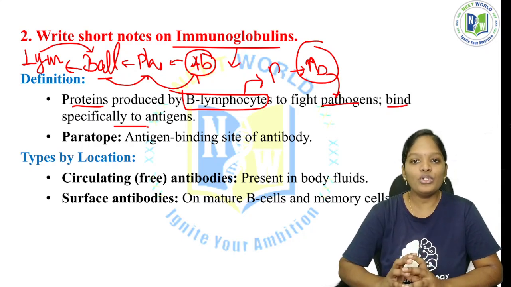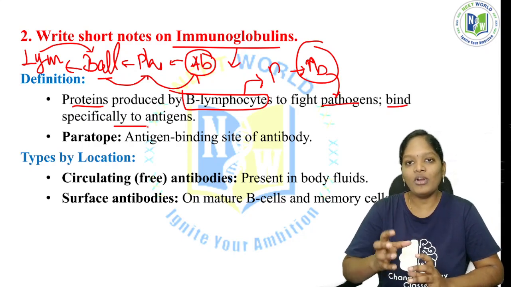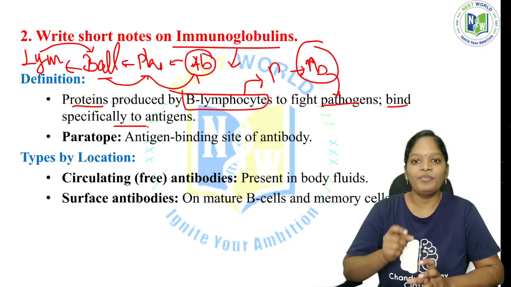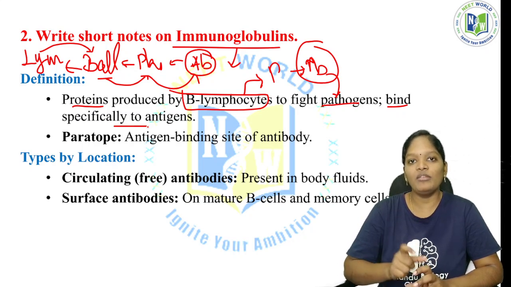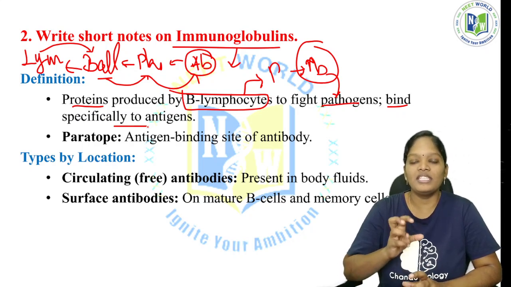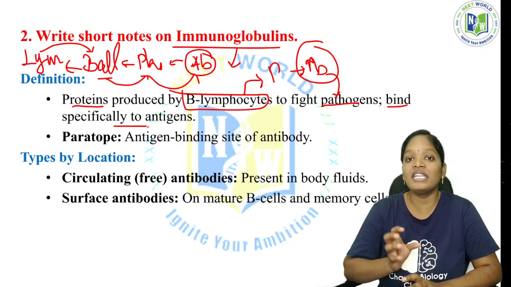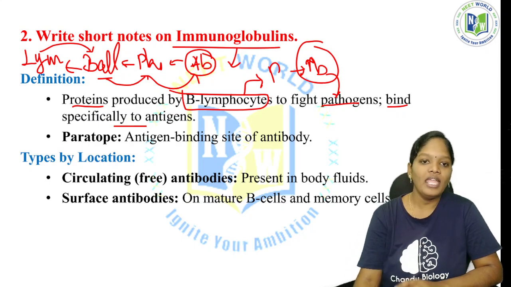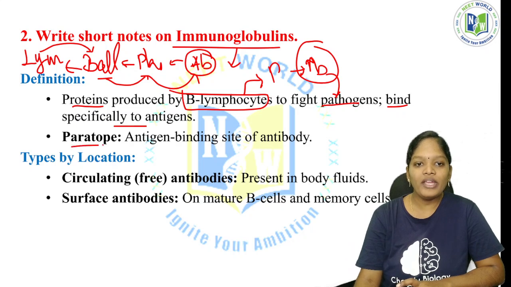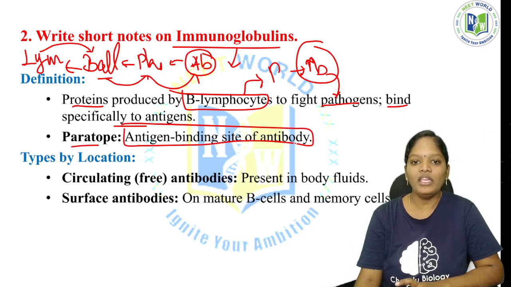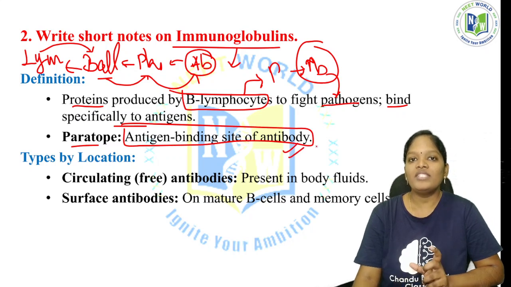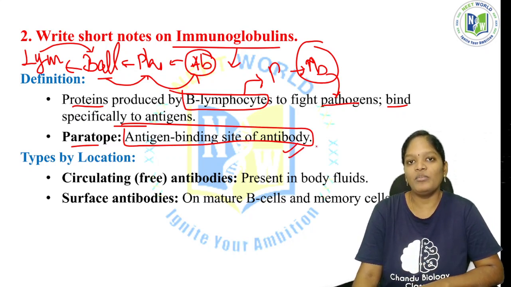You should know that antigen and antibody are specific in nature. A specific antibody binds with a specific antigen. They are not general in nature. The paratope is the antigen binding site of an antibody. This is the site where the antigen is going to bind with the antibody, and that site is technically called the paratope.